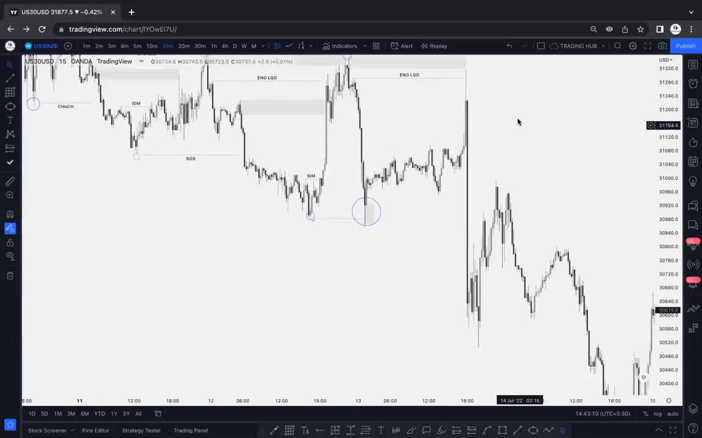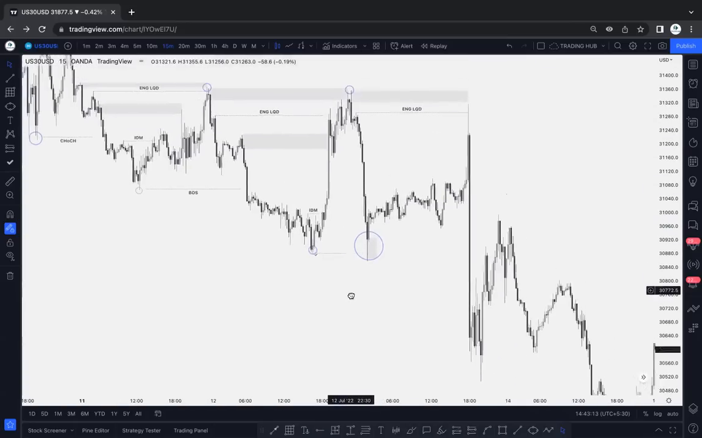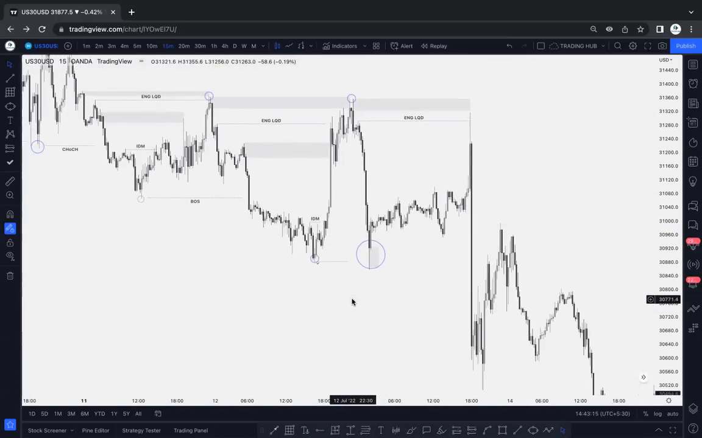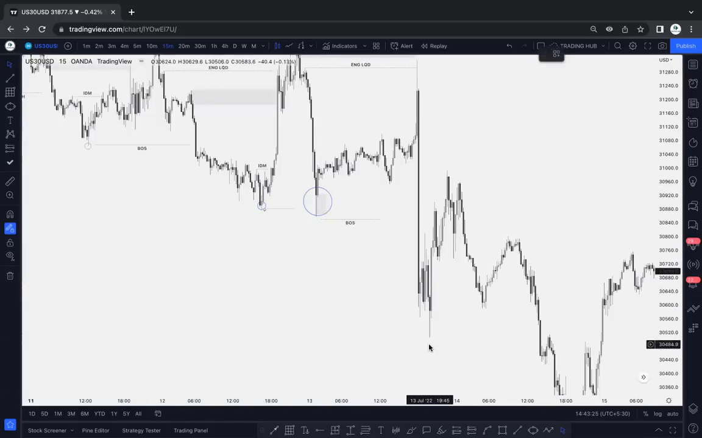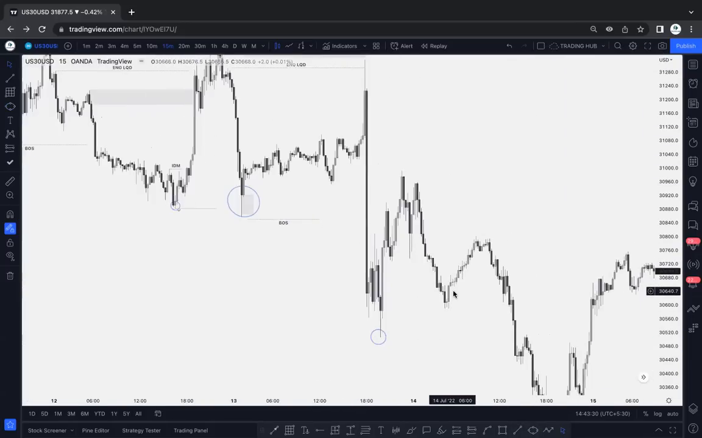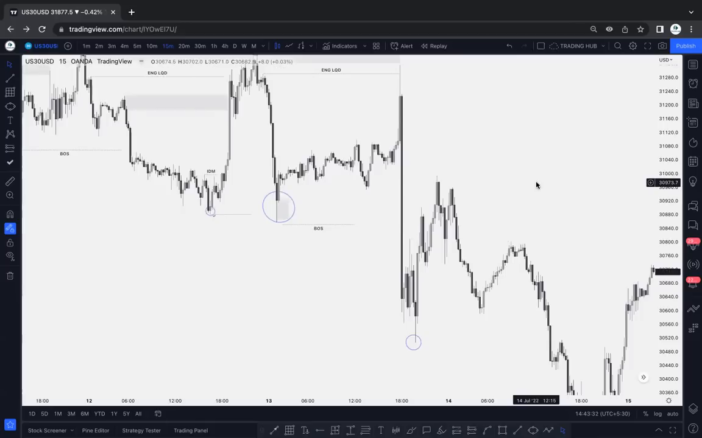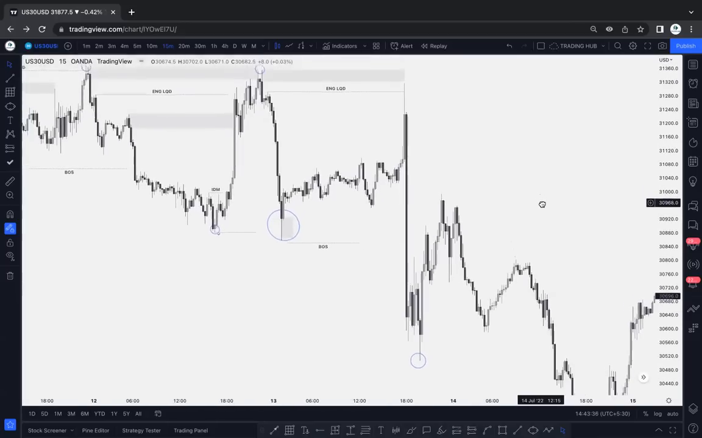Now there is a problem. This is our BOS. And then what happened? The market created a new low here. And after this low, where is our inducement? Inducement is here, correct.